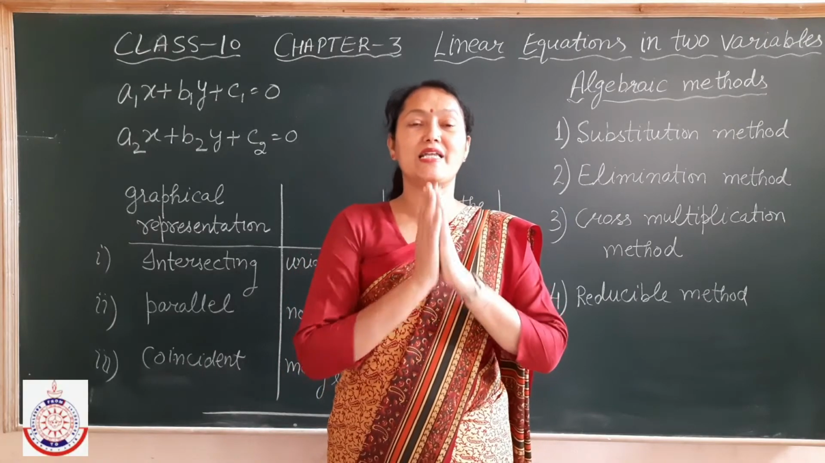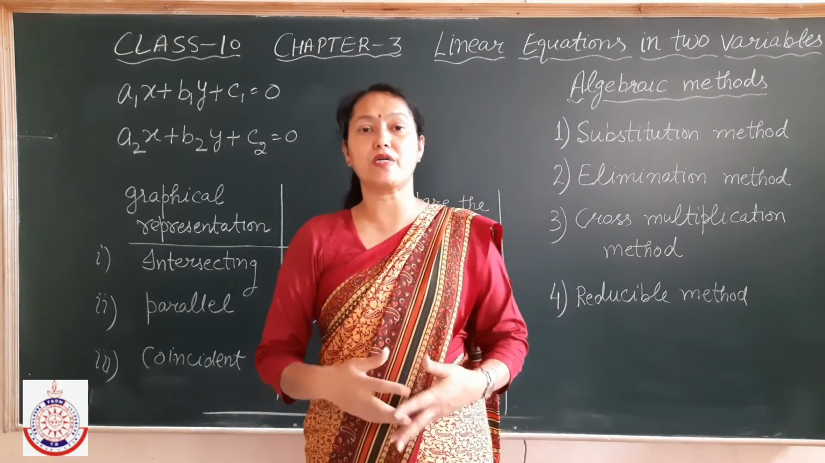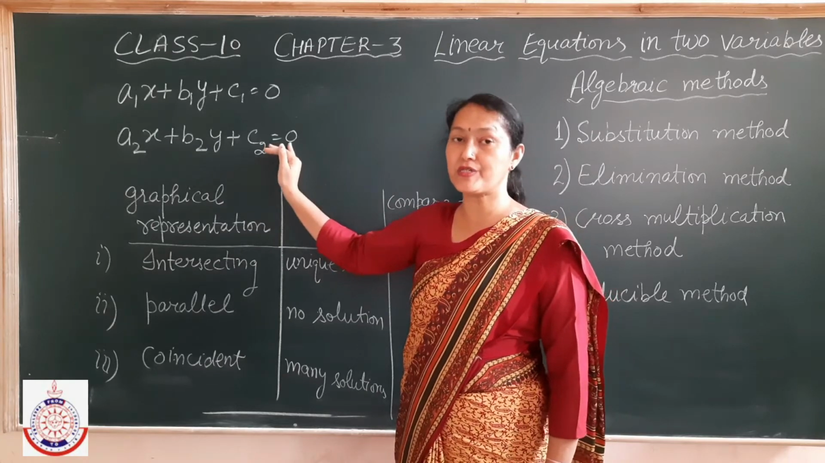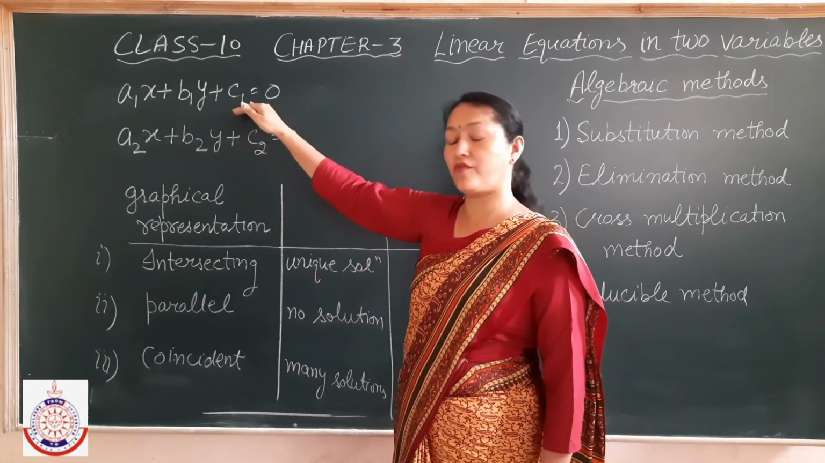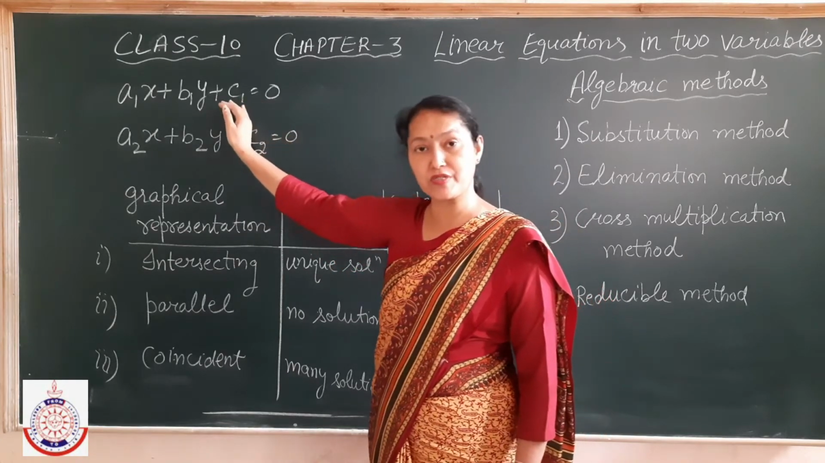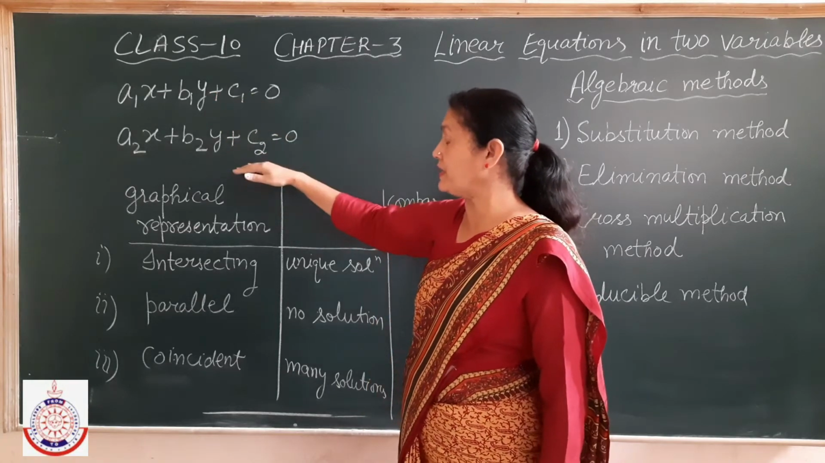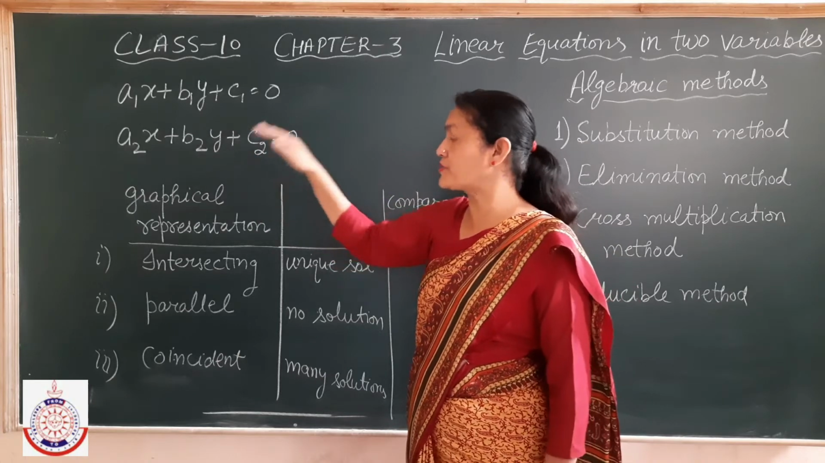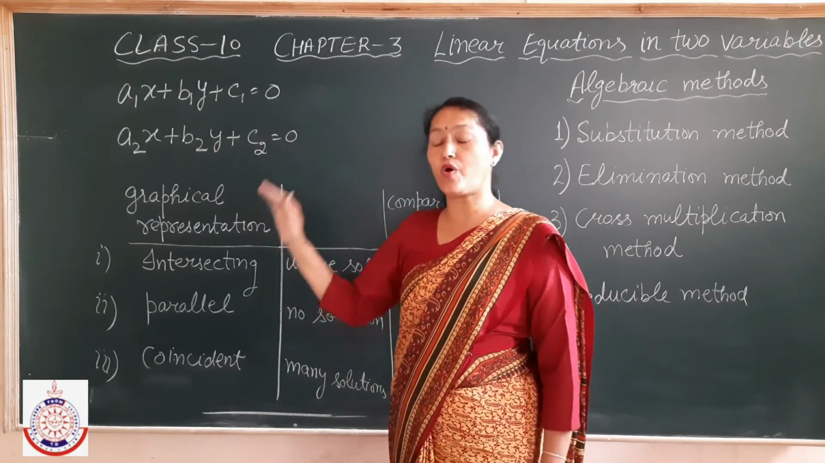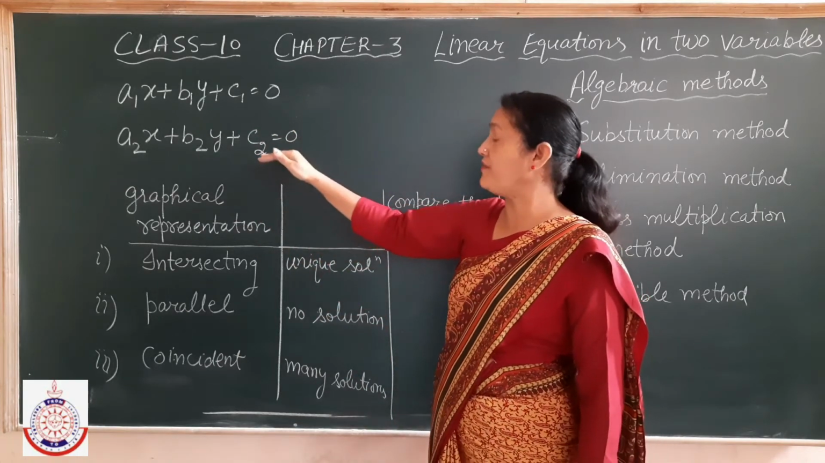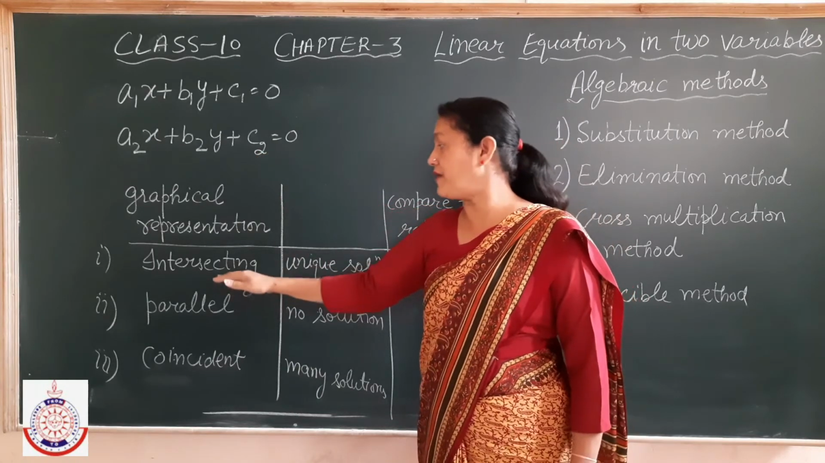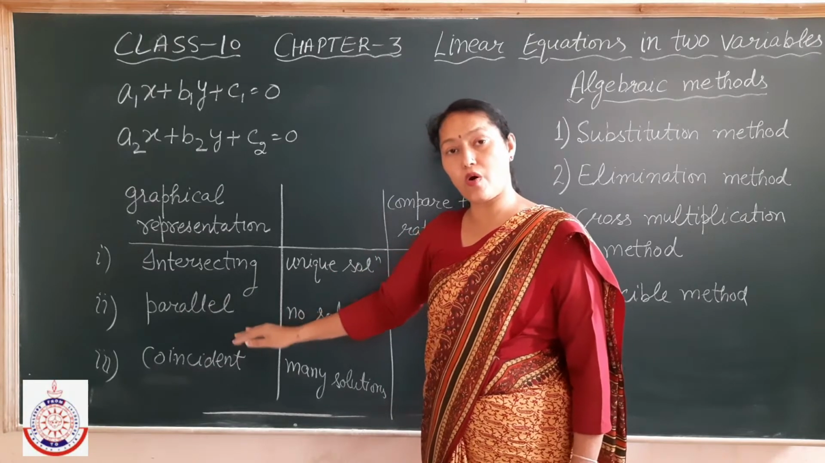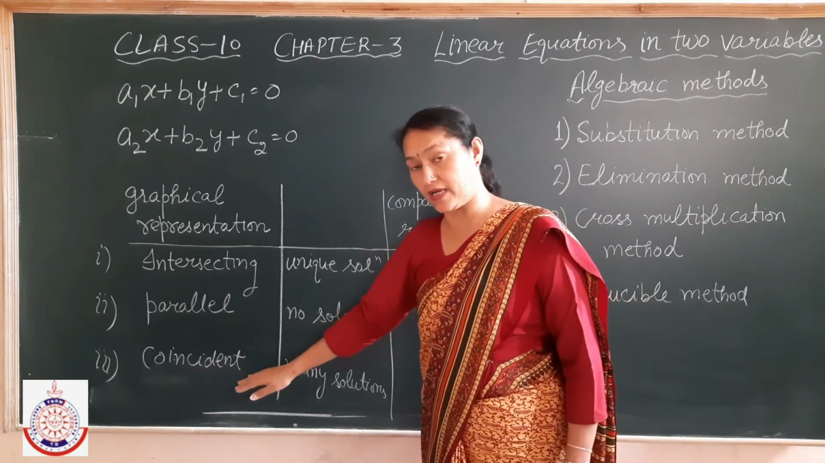Students, in our last lecture we studied the graphical representation of a pair of linear equations. I have written the general form of the two linear equations. If we draw straight lines for these two equations on the same graph, we can have intersecting lines, parallel lines, or coincident lines.